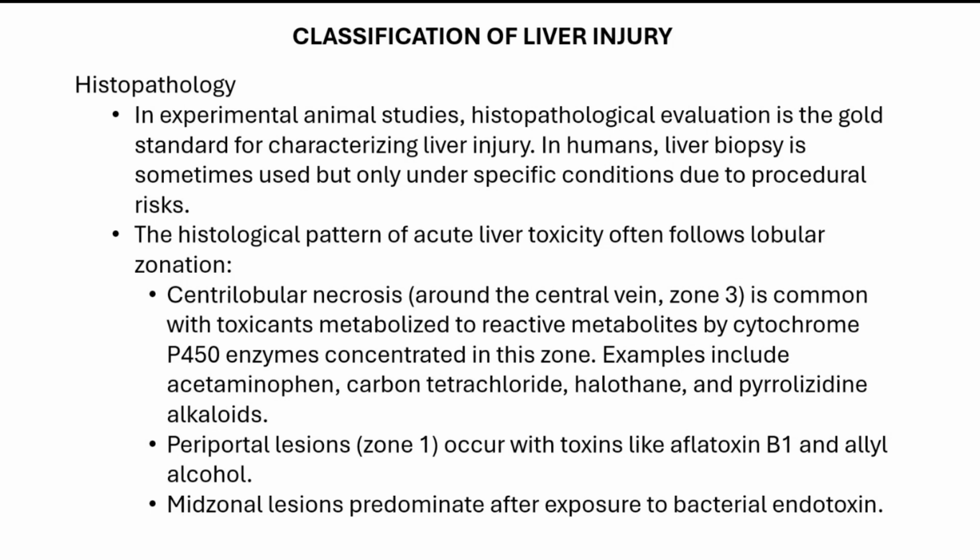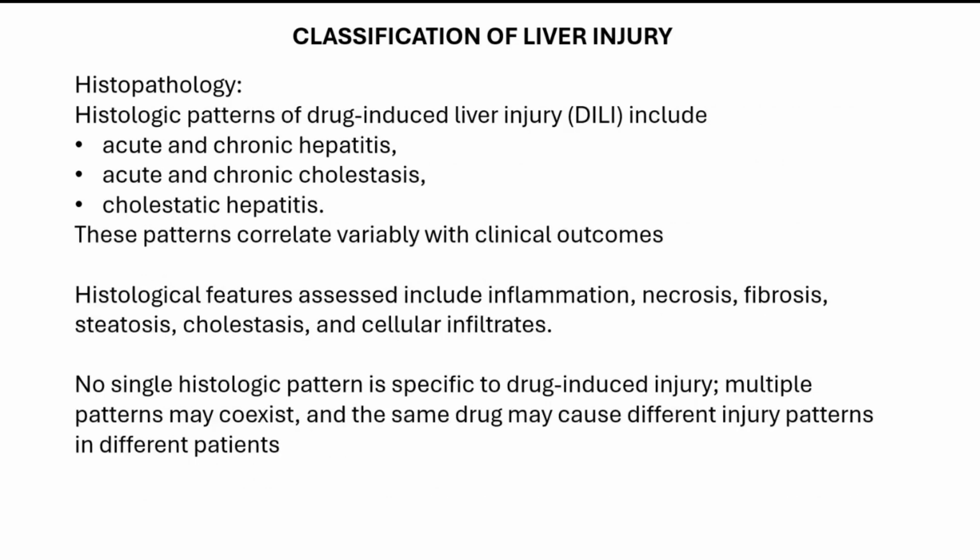Examples include acetaminophen, carbon tetrachloride, halothane, pyrrolizidine alkaloids. Then there are periportal lesions in zone 1 that occur with toxins like aflatoxin B1 and allyl alcohol. Midzonal lesions predominate with exposure to bacterial endotoxin. Histopathology. Histologic patterns of drug-induced liver injury (DILI) include acute and chronic hepatitis, acute and chronic cholestasis, cholestatic hepatitis. These patterns correlate variably with clinical outcomes.